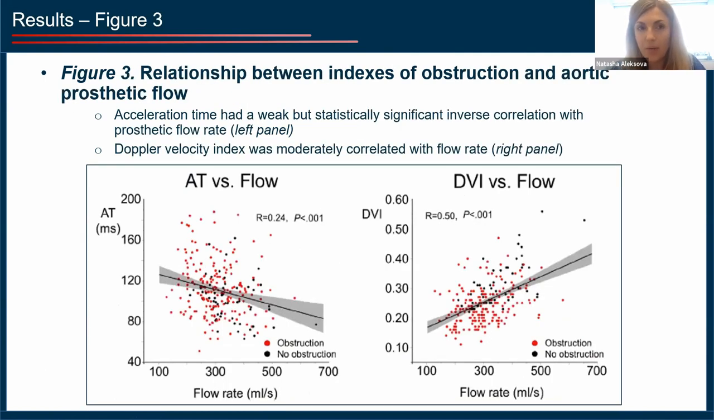And here's another important finding from this paper. Although the relationship wasn't as strong, you can see from these scatter plots that acceleration time on the left has a weak but statistically significant inverse correlation with the flow rate, such that as the acceleration time increases, the flow rate decreases. And on the right panel, you see that the Doppler velocity index was moderately correlated with flow rate, such that as the DVI is lower and lower, the flow is also lower.